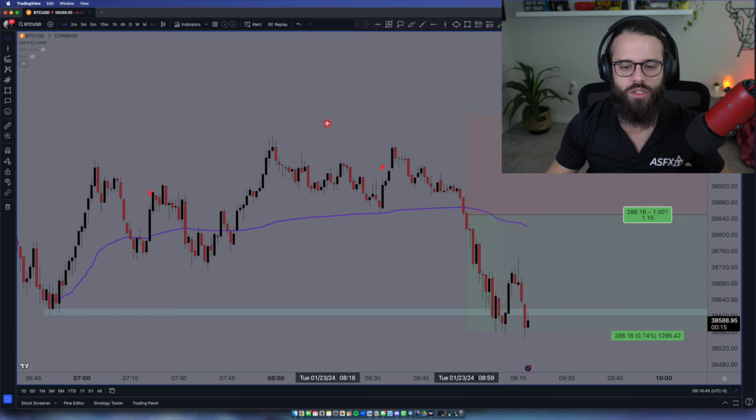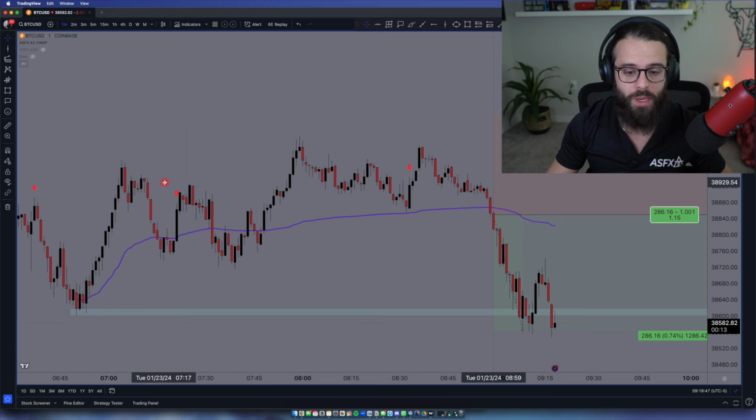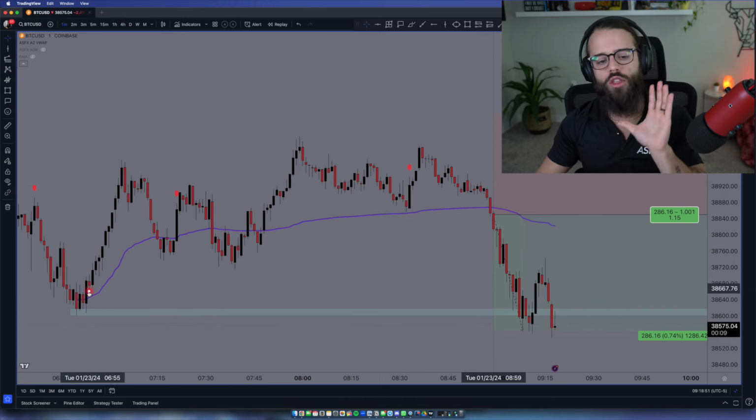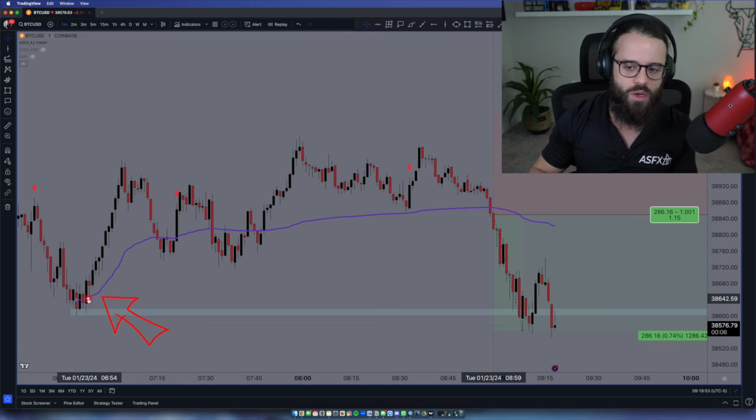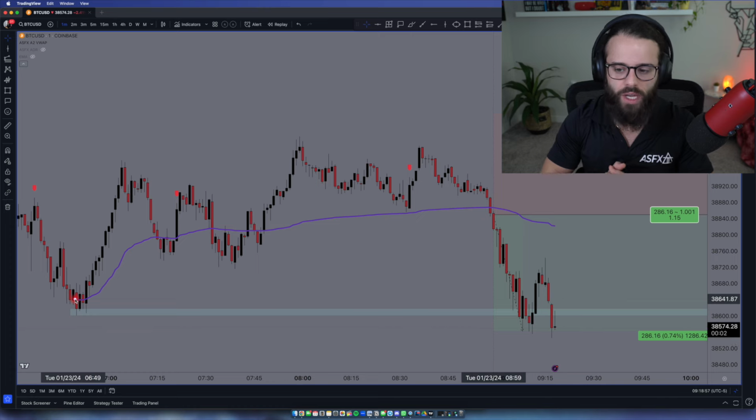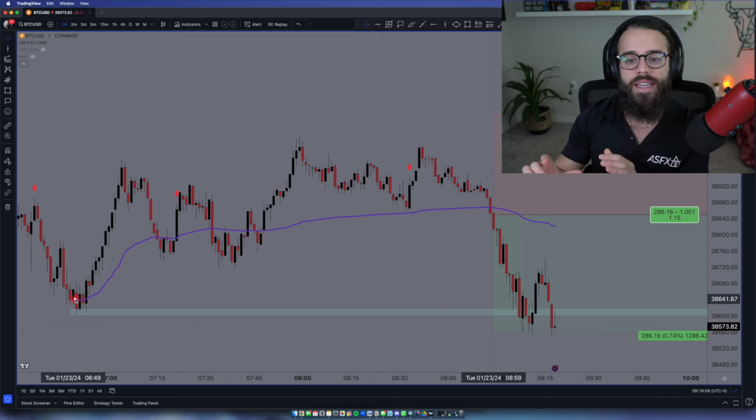Now, let's talk about actually how to do them. What you're going to see here on the screen is a 1-minute chart of Bitcoin. I've got a couple of different things on the screen I want to explain to you first. The purple line, that's my anchored VWAP from the low of day. This is the low of day set at about 650 this morning. That is a really important indicator that we use.